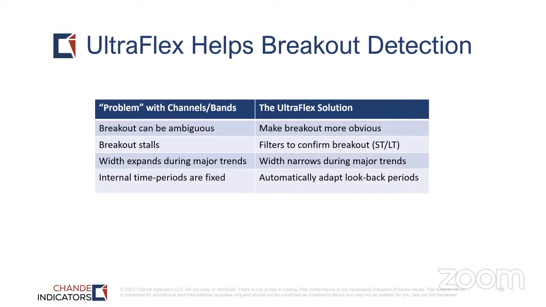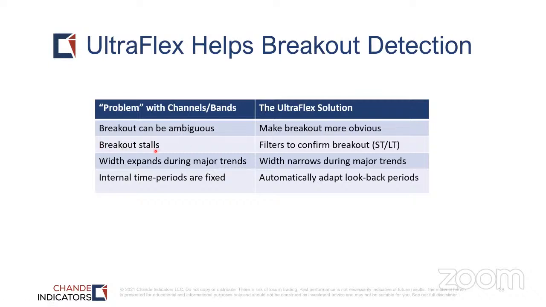Let's go back and look at what we were trying to do. Why does Ultraflex make any difference? So, the problem between the bands and the Ultraflex solution. Clearly breakouts can be ambiguous. We saw that because the prices can walk along the edge of the Bollinger Bands, or along the edge of an ever expanding channel, and it's not clear that the breakout is occurring. Whereas clearly, we make the breakouts more obvious, because we shift away from the price, and also because they narrow rather than widening. So the breakout is easier to see.